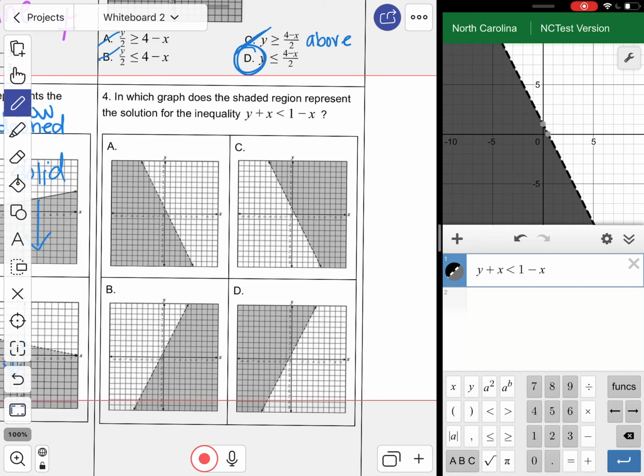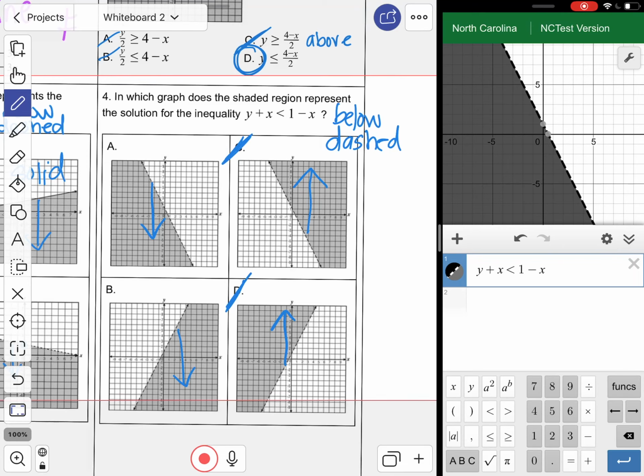All right, so for this particular one, we're looking for a graph that is shaded below, because it's shaded below the line, and it is dashed. So if we look at our answer choices, this one is shaded below, this one is shaded below. C is actually shaded above, so we're going to get rid of C. And D is also shaded above.